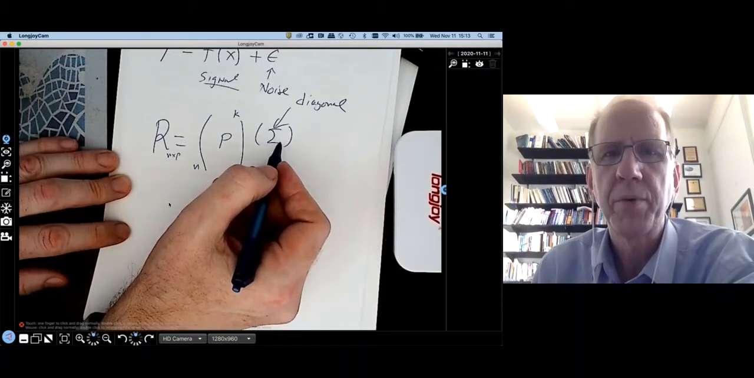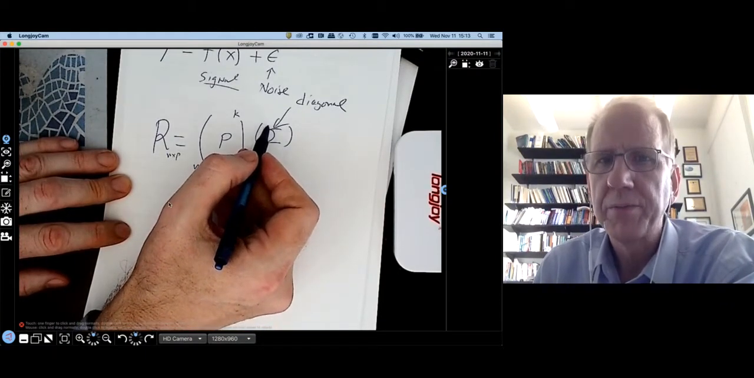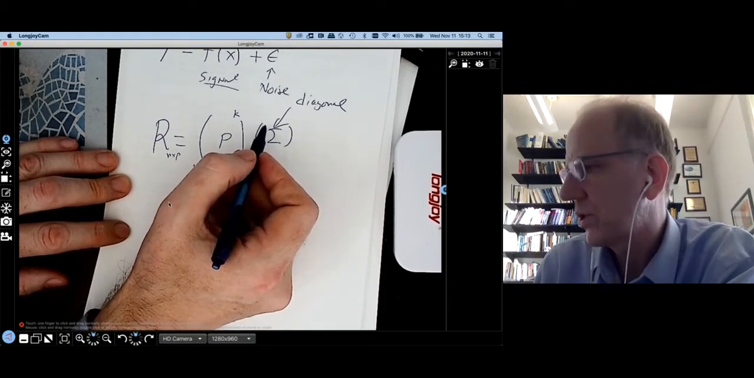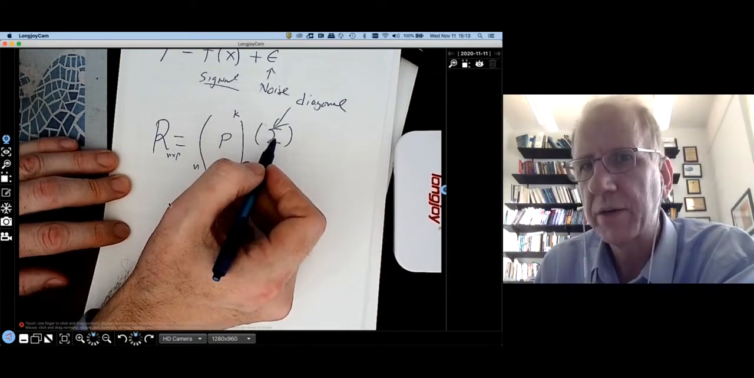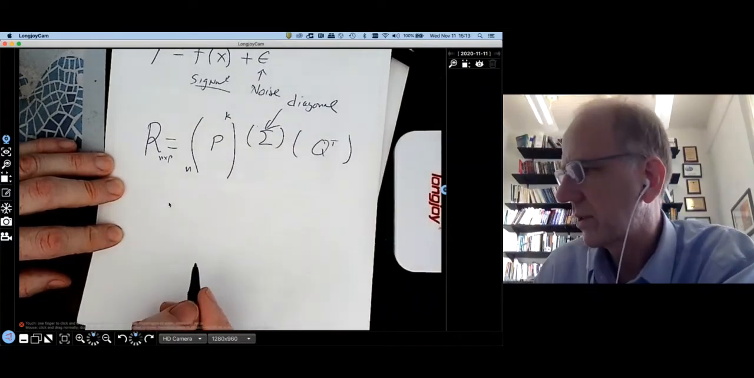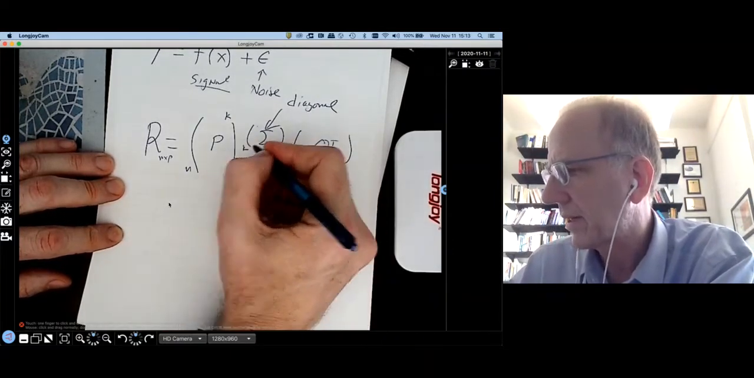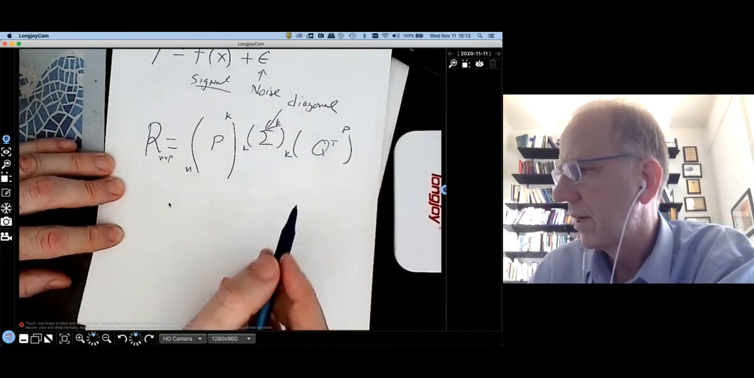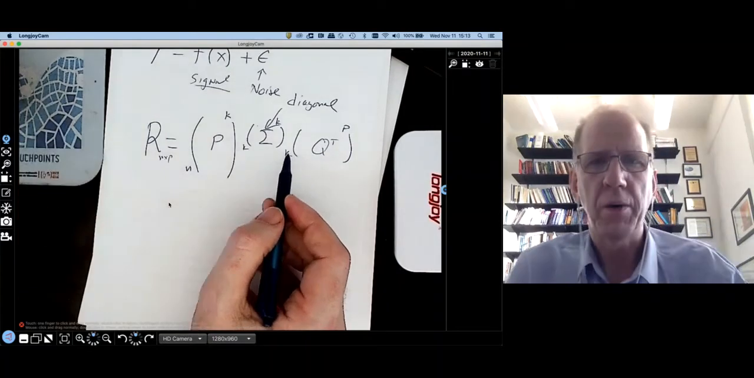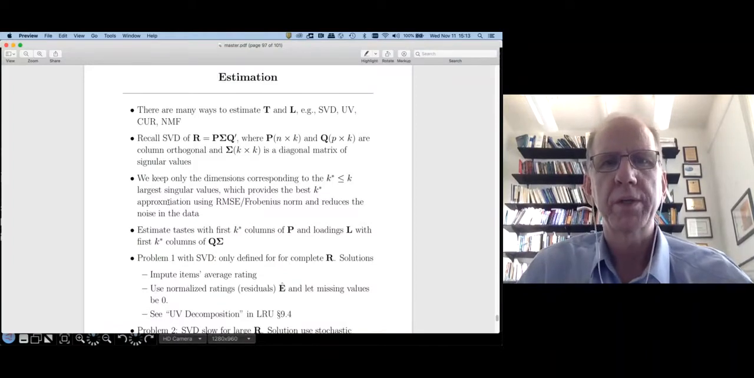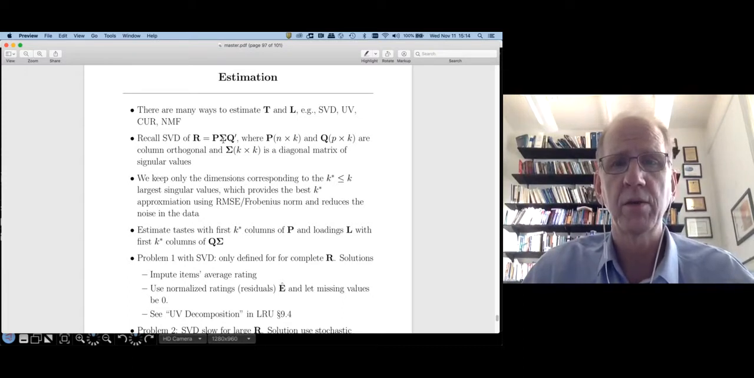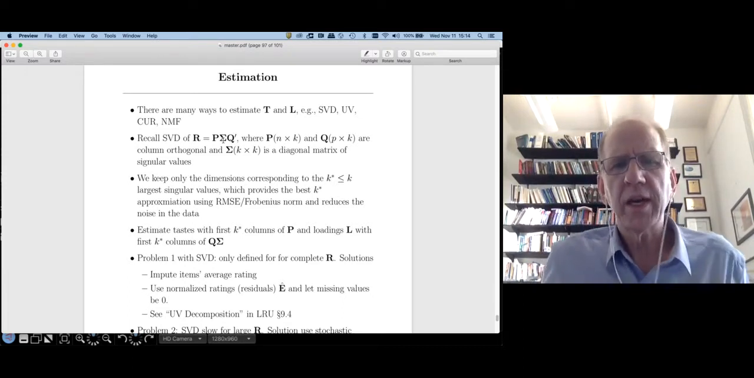And remember, these had a very important property. The larger the value, the more variance was explained by that item. And so we usually sort these from the largest singular value to the smallest singular value. And then we have this Q transpose matrix. This is K by K. This is K by P after you've transposed Q. So Q would be P by K. And so, wow, this looks a lot like what we need to make our taste and loading vectors.